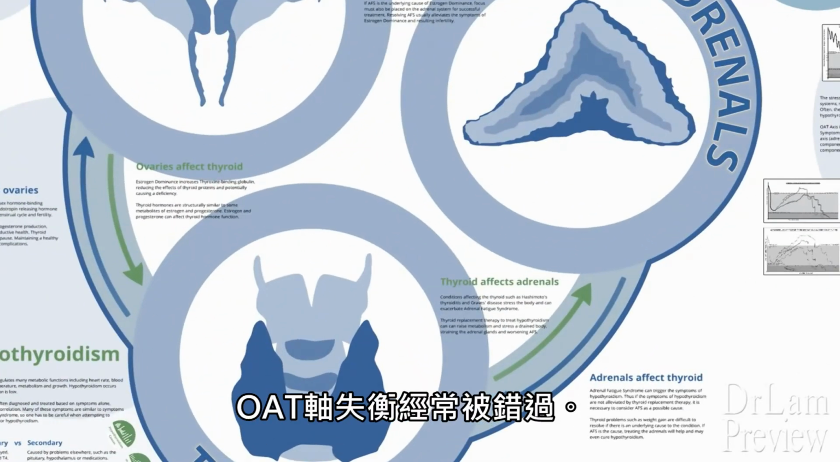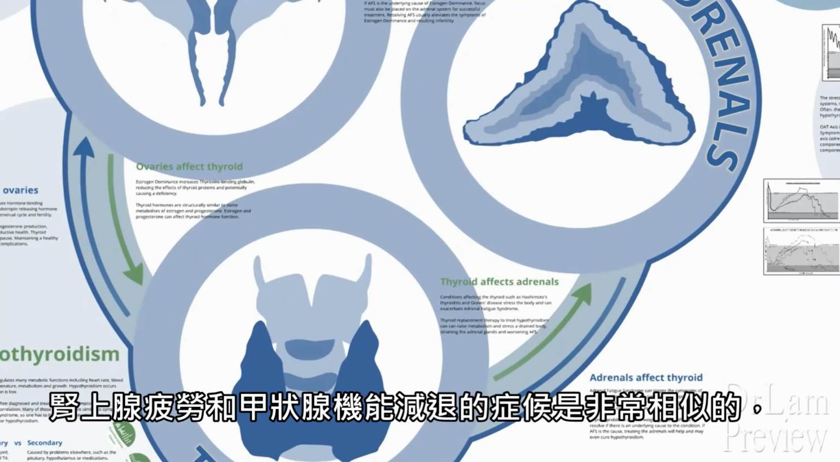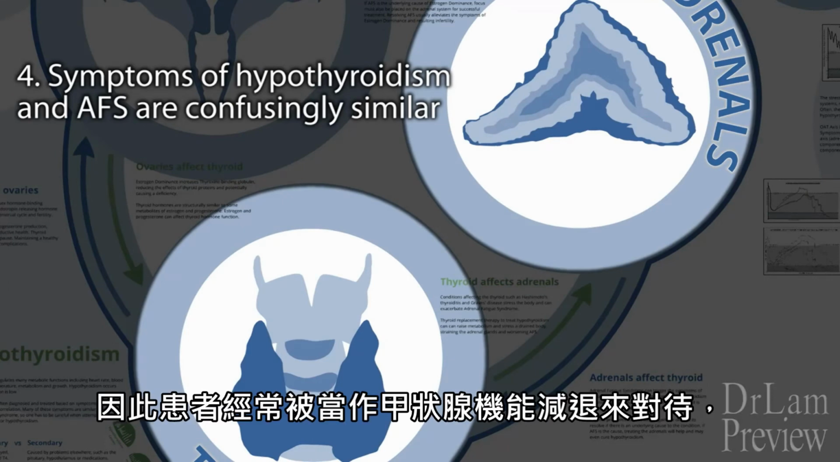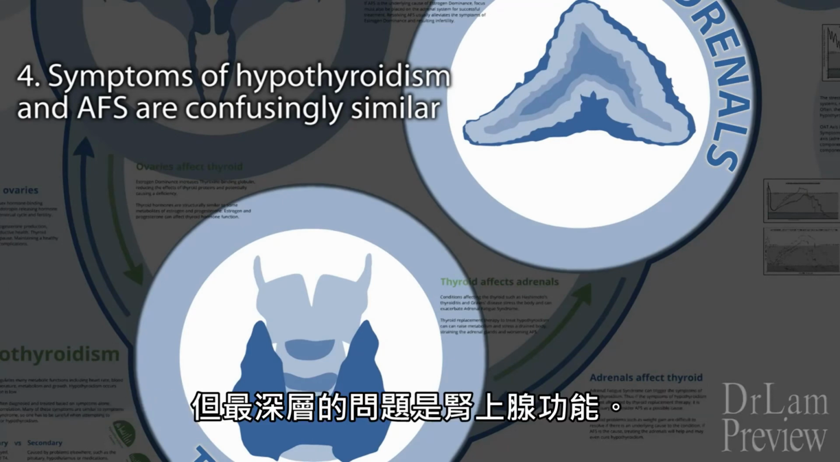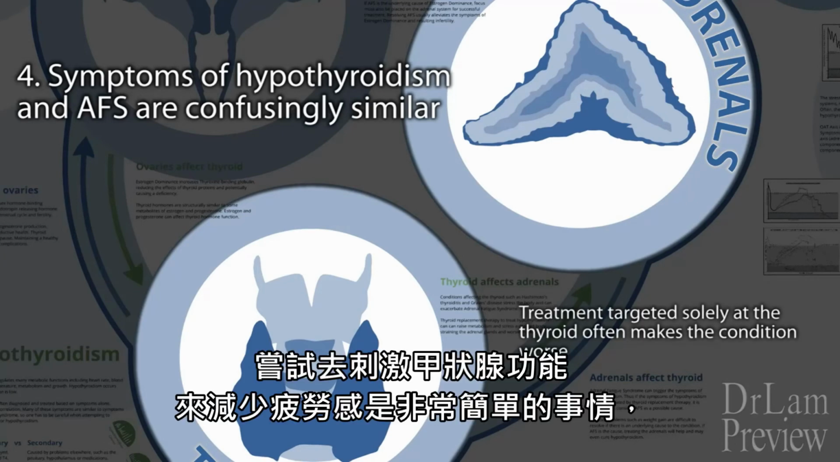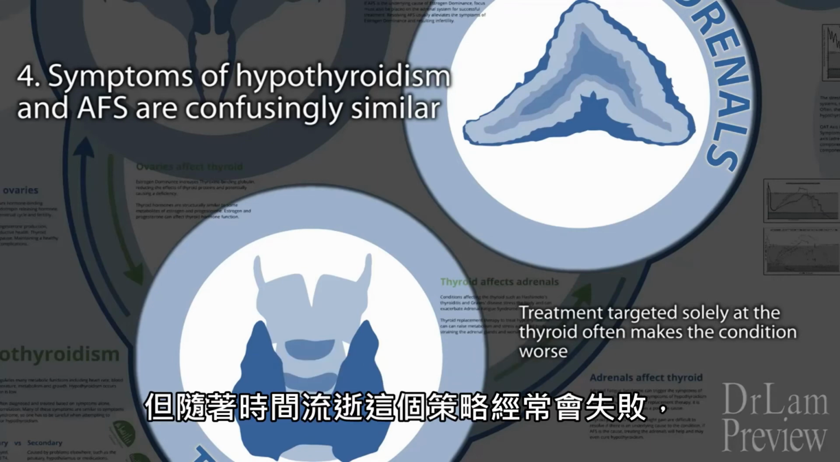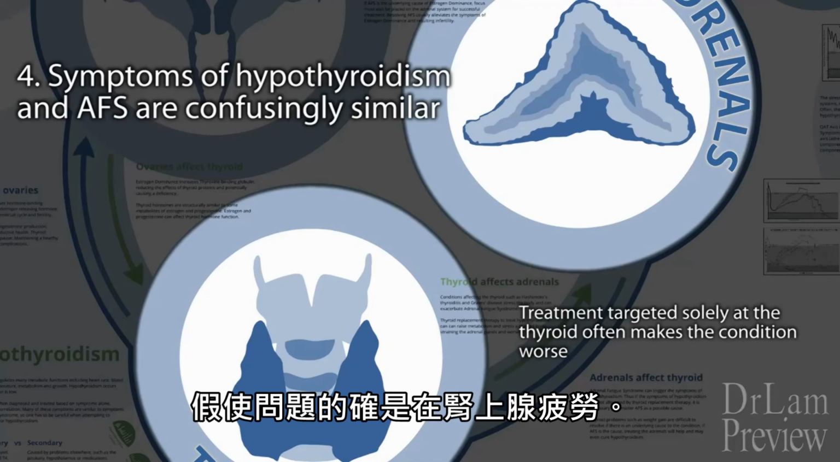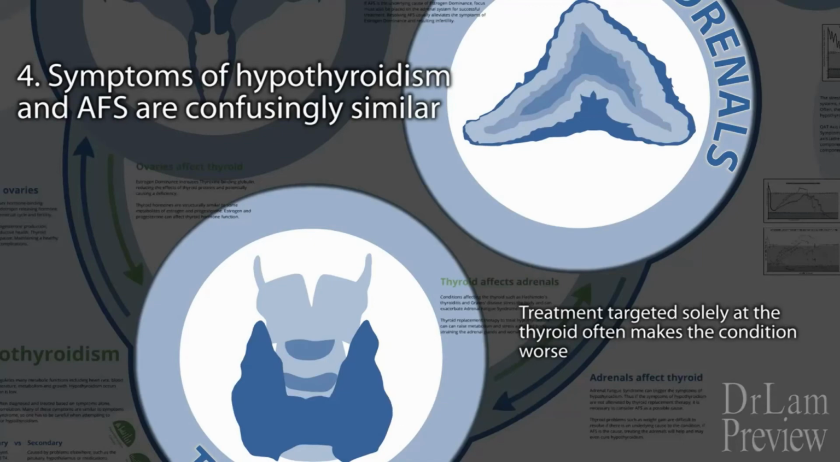The OAT axis imbalance is often missed. Symptoms of AFS and hypothyroidism are very similar, and therefore sufferers are oftentimes treated for hypothyroidism when the underlying problem is adrenal function. It is very common to stimulate the thyroid function in an attempt to reduce fatigue. This strategy often fails over time and makes AFS worse if indeed adrenal fatigue is a problem.